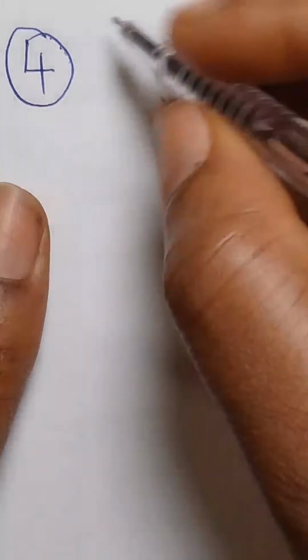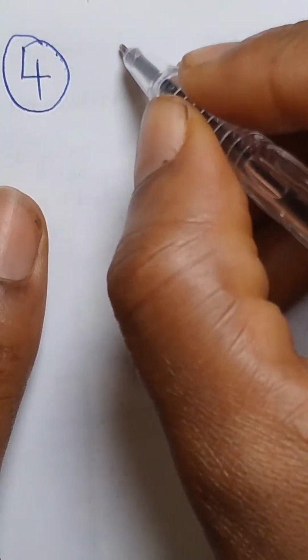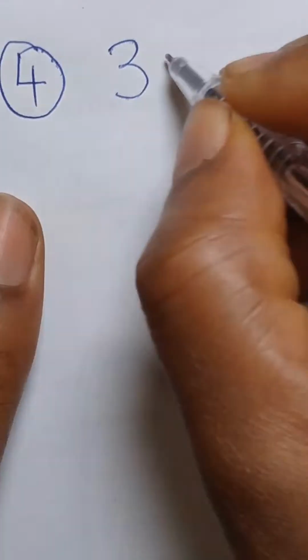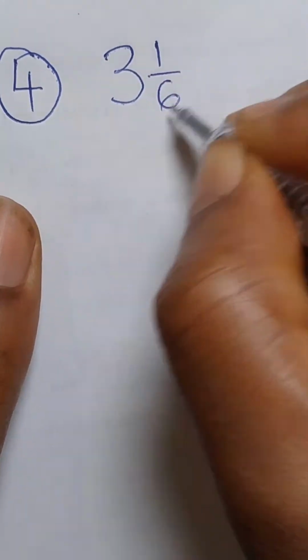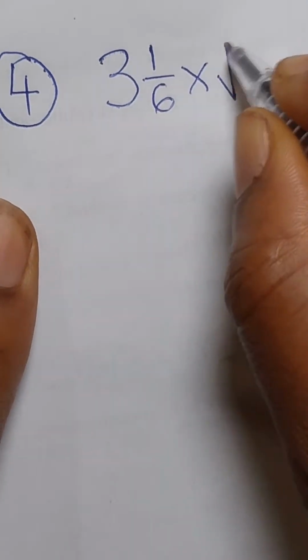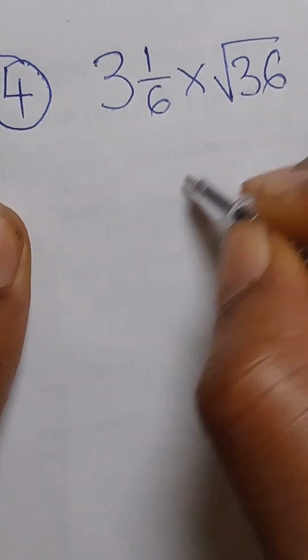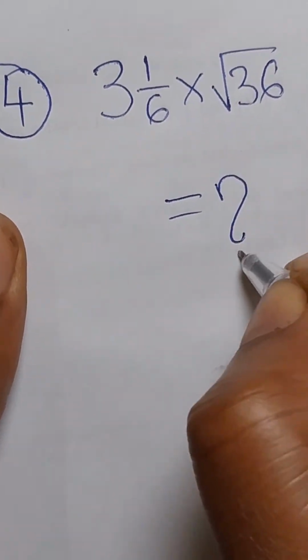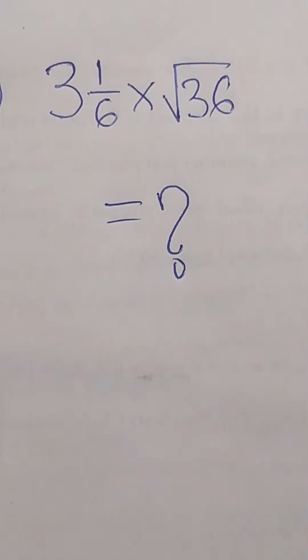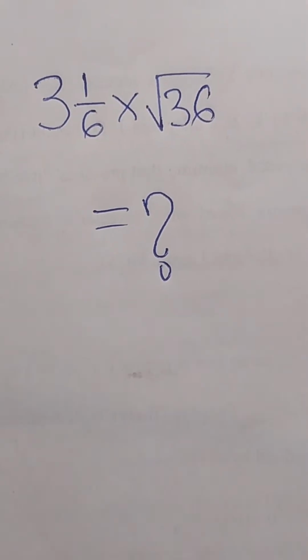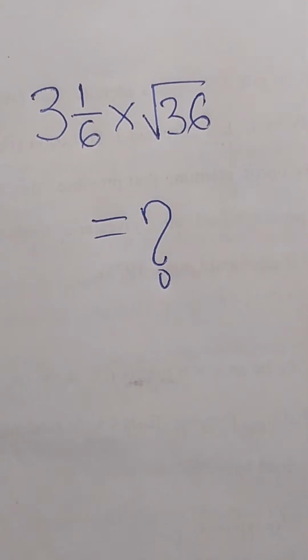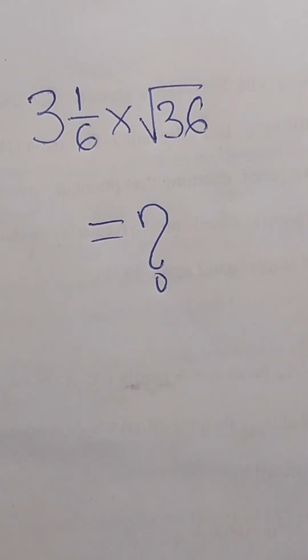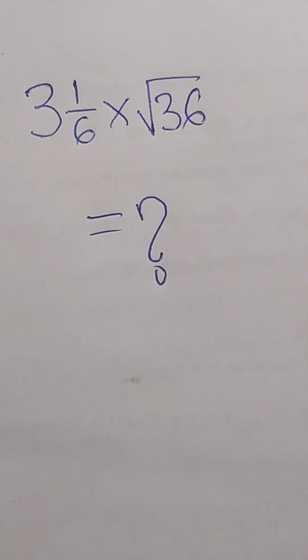So this is question number 4. All right. So please, this challenge is for everybody. Once you know the answer, you have the right to solve and comment. Okay. So we have 3 whole number 1/6 multiplied by square root of 36 is equal to what? All right. If you know the answer, you are allowed to solve. So 3 whole number 1/6 divided by root 36 is what?